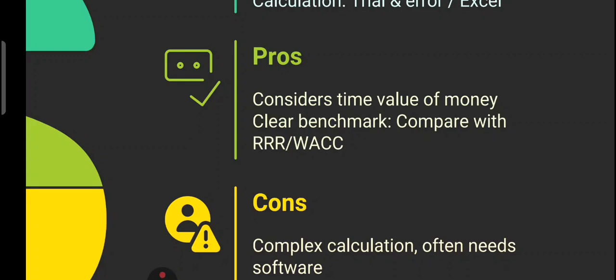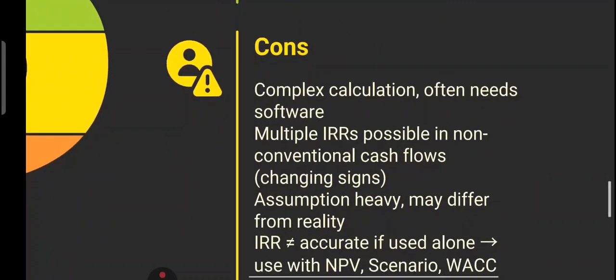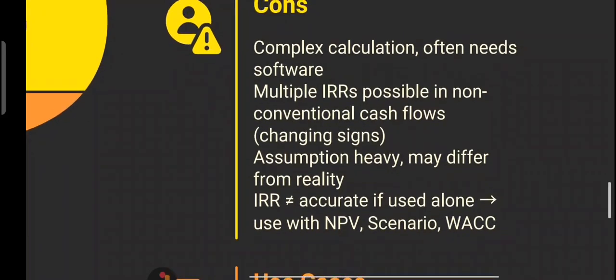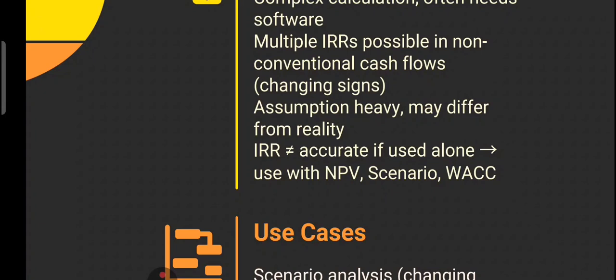Pros we know, when we use IRR, because it accounts for the time value of money. Yes, it offers a clear benchmark. It compares IRR with your expected return or WACC. These are the pros, these are the advantages. But if we talk about the disadvantages, the calculation is very complex because it often needs software. In some cases you may get multiple IRRs, especially with non-traditional cash flow. Obviously, suppose your cash flow is non-traditional, you will get multiple IRRs in that case. And IRR involves very heavy assumptions. Its real result may differ, and if used alone it can mislead. So always validate with NPV, WACC or scenario analysis.